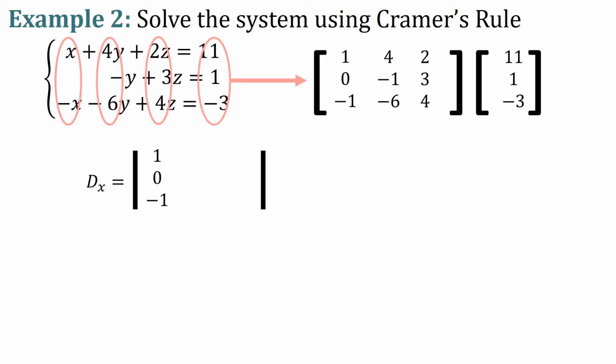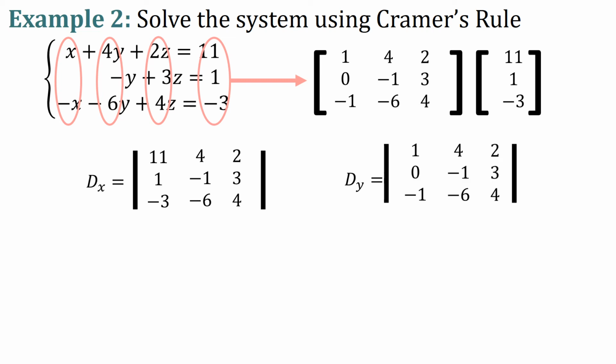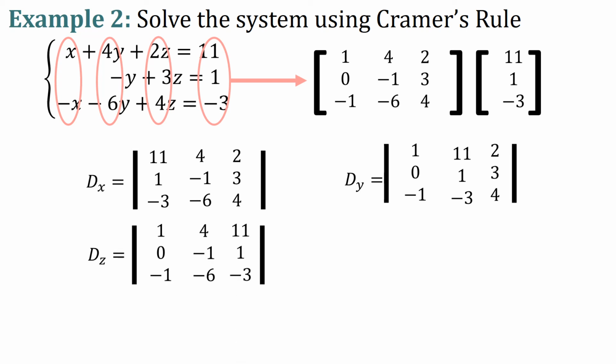So we need to set up our D sub x. Remember, we are using D sub x, so we need to remove our x coefficients and replace them with our solutions. D sub y, we need to remove our y coefficients and replace them with our solutions. And D sub z, we need to remove our z coefficients and replace them with our solutions. And then remember, we have to find the regular determinant of our coefficient matrix. So if you want to find the determinant by yourself, go ahead and pause the video here to find the determinant.